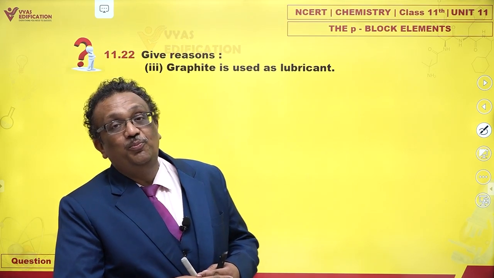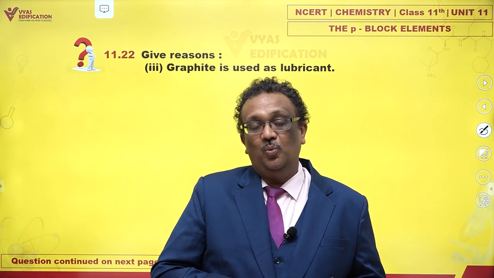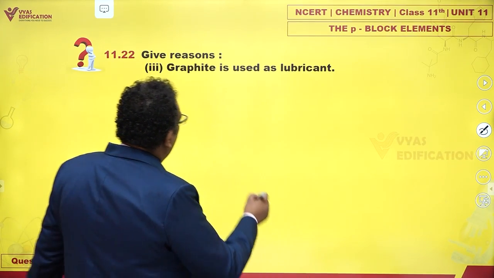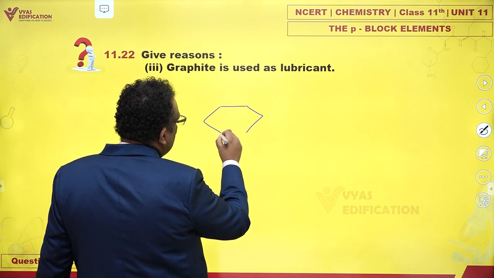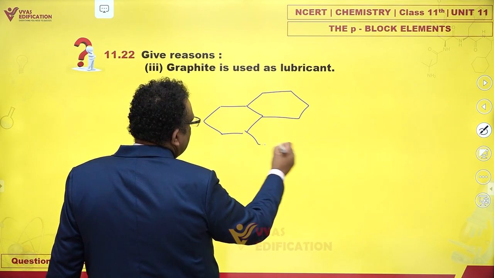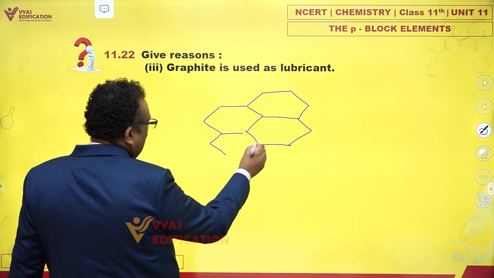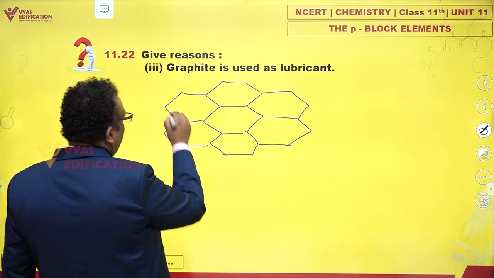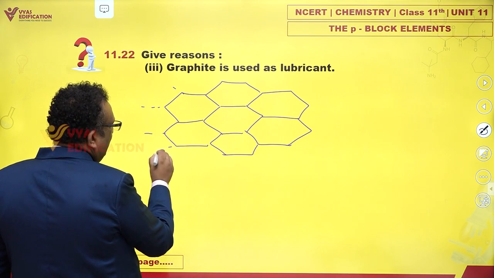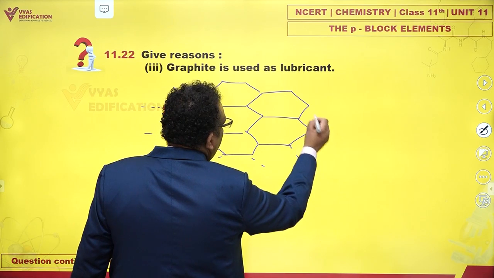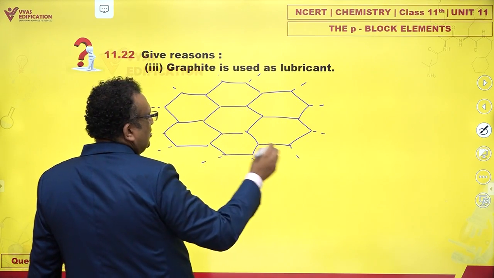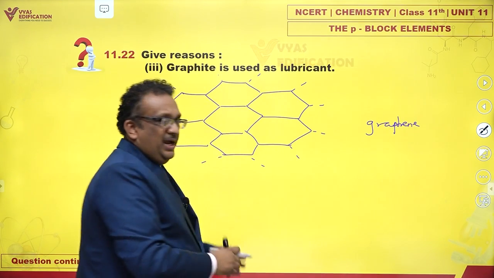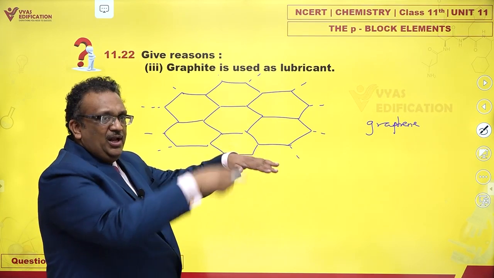Graphite is used as a lubricant. This is very interesting. Why? Actually, graphite consists of nice, beautiful, happy, hexagonal rings of sp2 hybrid carbon atoms. So what? These rings are attached one after the other like this, and they just continue like this. This one flat layer is known by a very beautiful name. This is called graphene. And such one layer is above the other, one above the other.